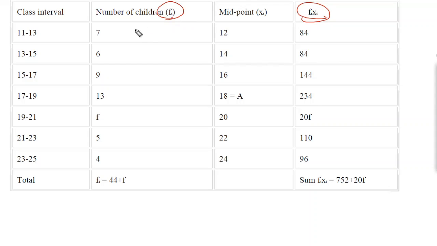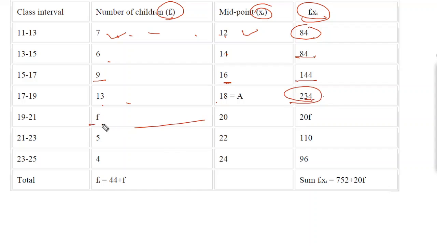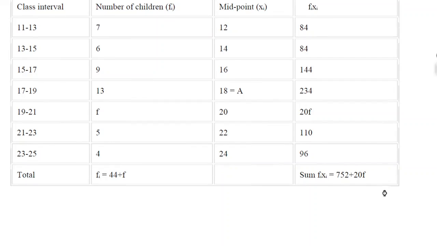So you know that fi is there, xi is there. You just have to multiply to find fi xi. 7 into 12 equal to 84. 6 into 14 equal to 84. Then 9 into 16 is 144. 13 into 18 you have to calculate, it will be equal to 234. Then f into 20 will be 20f. Then 5 into 22 will be 110, and 4 into 24 will be equal to 96.